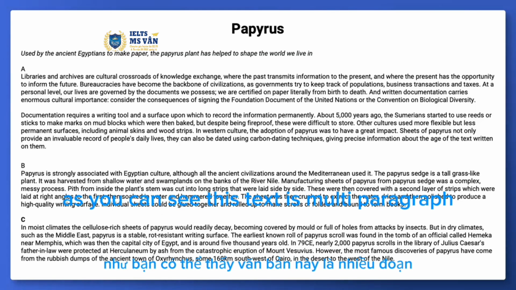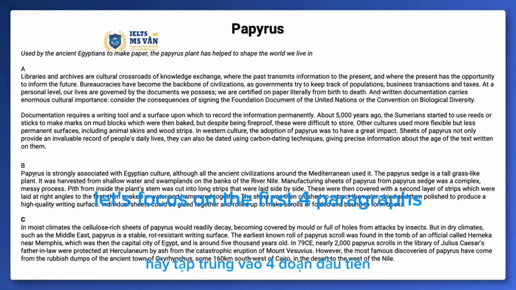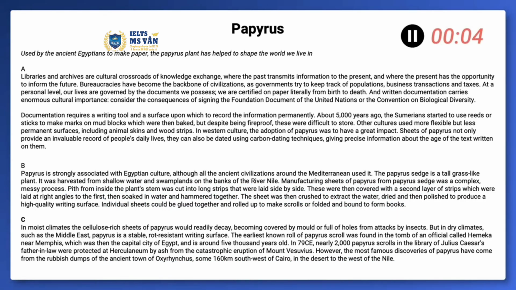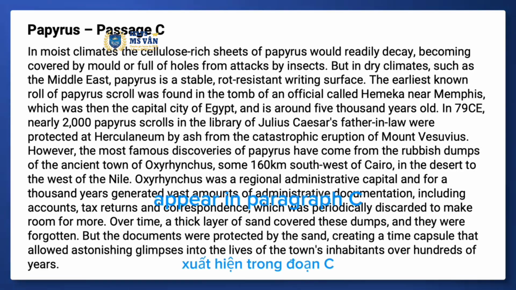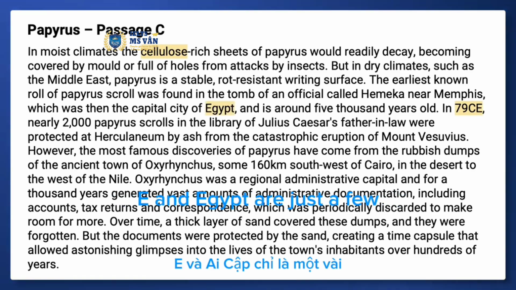As you can see, this text is multi-paragraph. Let's focus on the first 4 paragraphs. Pause the video now and scan the paragraphs to find the relevant section. You can see that some of the key words appear in paragraph C. For example, cellulose, 79 CE, and Egypt are just a few.